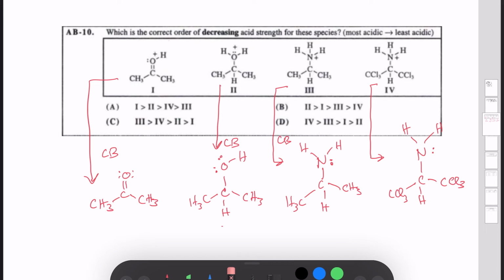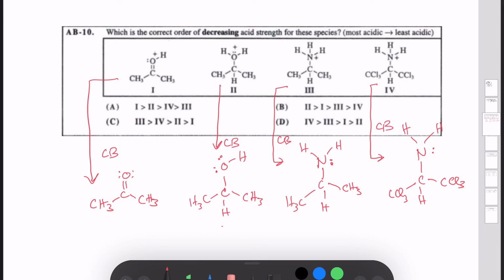For this question, we are given 4 different compounds and we're asked to rank them based on the order of decreasing acidic strength. So I know that when we think of acid strength, the first thing that comes to mind is the stability of the conjugate base. So just to save time, I have written out all of the conjugate bases for these compounds.